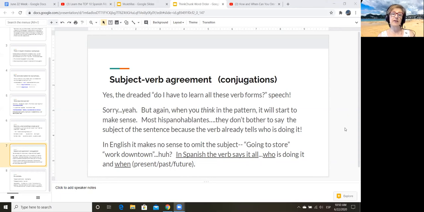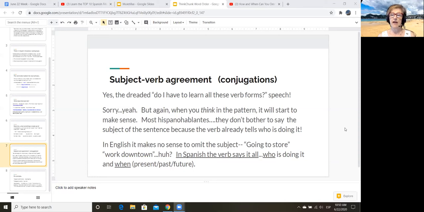Most hispanohablantes, meaning people who speak Spanish, don't bother to say the subject. In English and in lots of other languages too, you need to have that I or you or Tom, Jerry, Louise, he, she, they. You need to have a subject, a human being. In Spanish, they'll often drop that because the verb tells everything. The conjugation of that verb tells who's doing it.